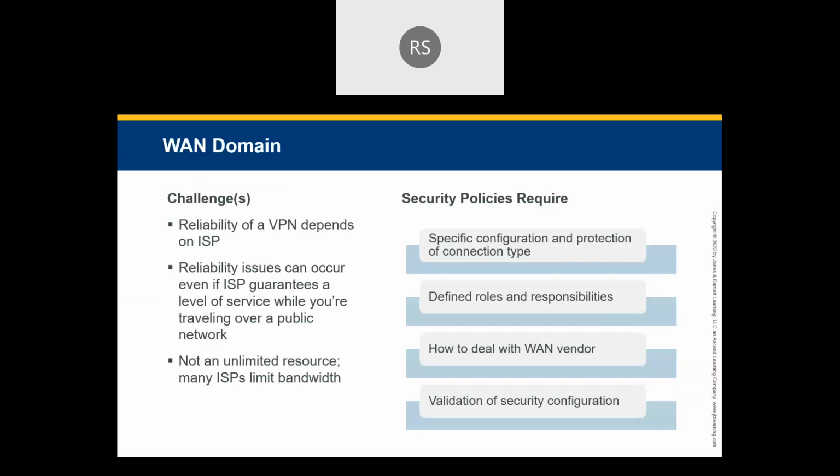Security policies should also outline how to engage with WAN vendors and establish guidelines for managing vendor relationships. These include specifying the requirements for service level agreements, performance monitoring, and incident responses. By managing WAN vendors, organizations can assure accountability, address issues promptly, and maintain a reliable and secure WAN infrastructure.